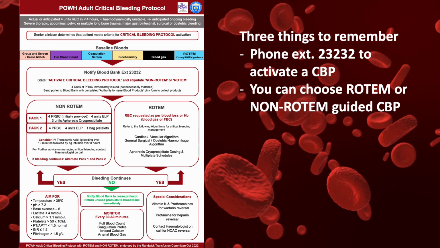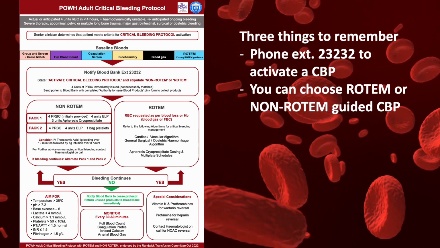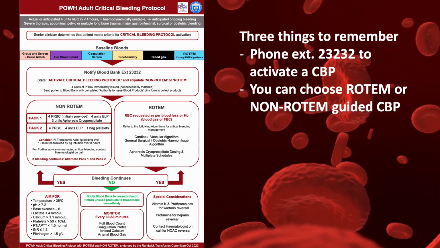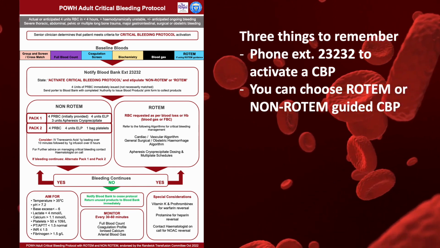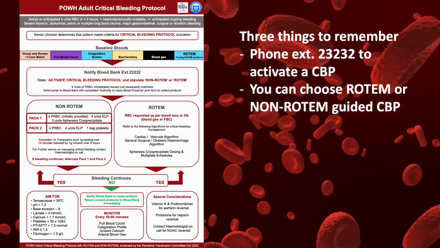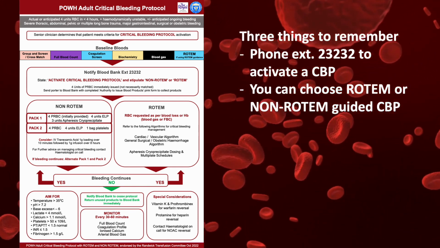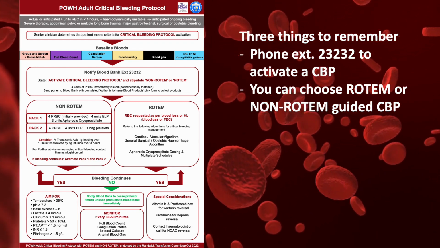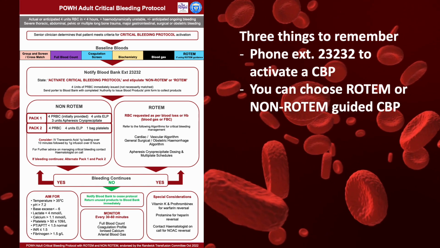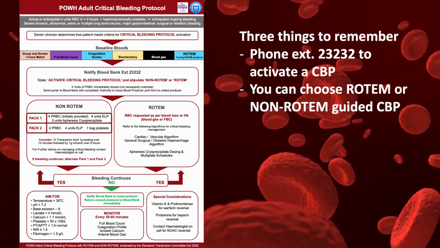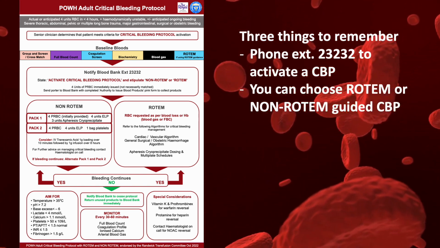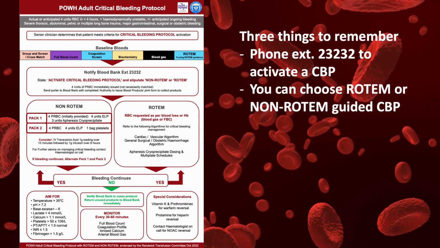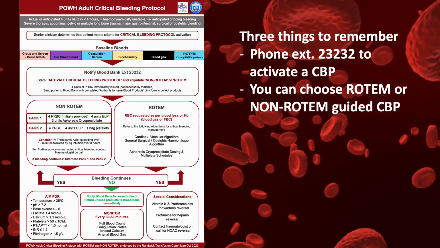A blue top tube is taken to the nearest ROTEM machine, and a nurse there can be ready to assist to run the test and return a sticker result by portal or phone. You must not use the ROTEM machine yourself. If there is no one able to assist with the ROTEM, then the critical bleeding protocol first pack of products should be administered by asking for non-ROTEM critical bleeding protocol.